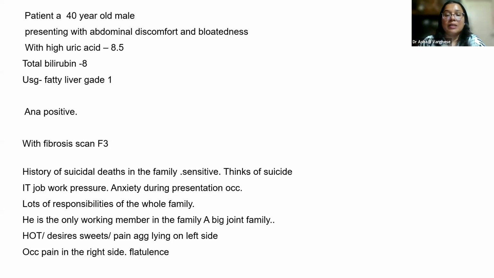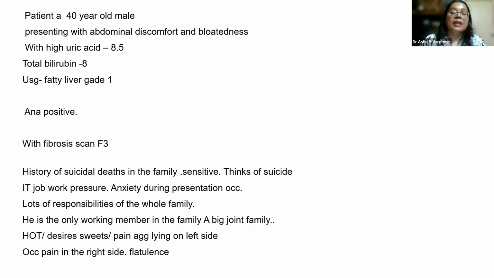And initially he used to feel sad and think even of suicide sometimes, but then he'll say, I have the responsibility of the whole family. So it was somewhere like a syphilitic remedy it was coming. Hot, desire, sweet. Hot was ambithermal. He was telling, yeah, occasionally I feel hot, occasionally I feel cold, more towards hot. Desire, sweets. He likes all the tastes, but he prefers sweets. Pain, aggravation lying on left side. Occasionally pain in the right side, and there's lots of flatulence.